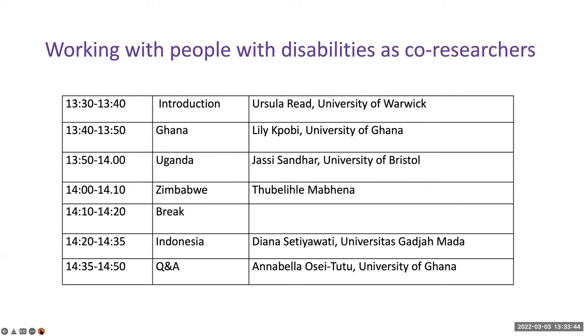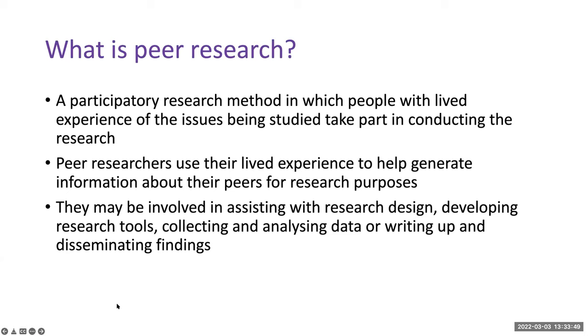So what is peer research? Well, it's a participatory method in which people with lived experience of the issues being studied take part in conducting the research. And peer researchers use their lived experience to help generate information about their peers for research purposes. So they may be involved in assisting with research design, developing research tools, collecting and analyzing the data, or writing up and disseminating the findings. So the whole research process.